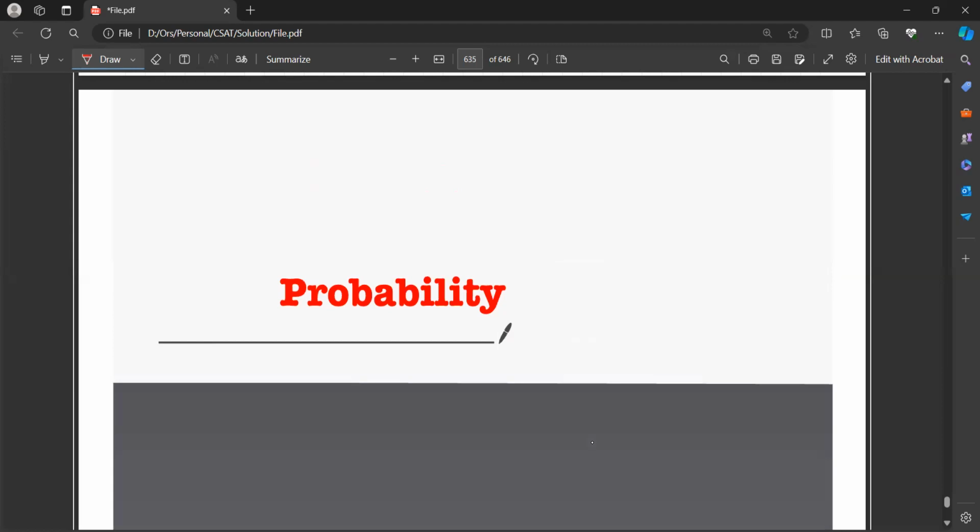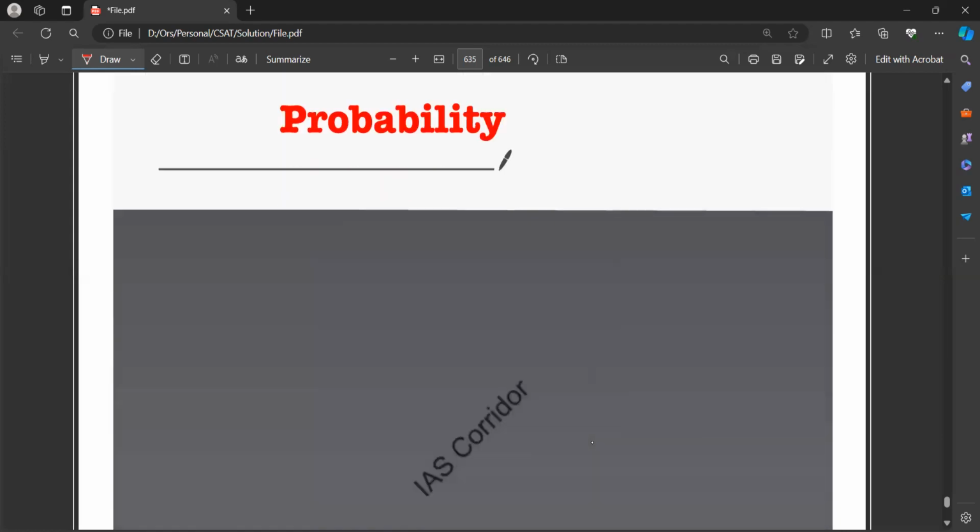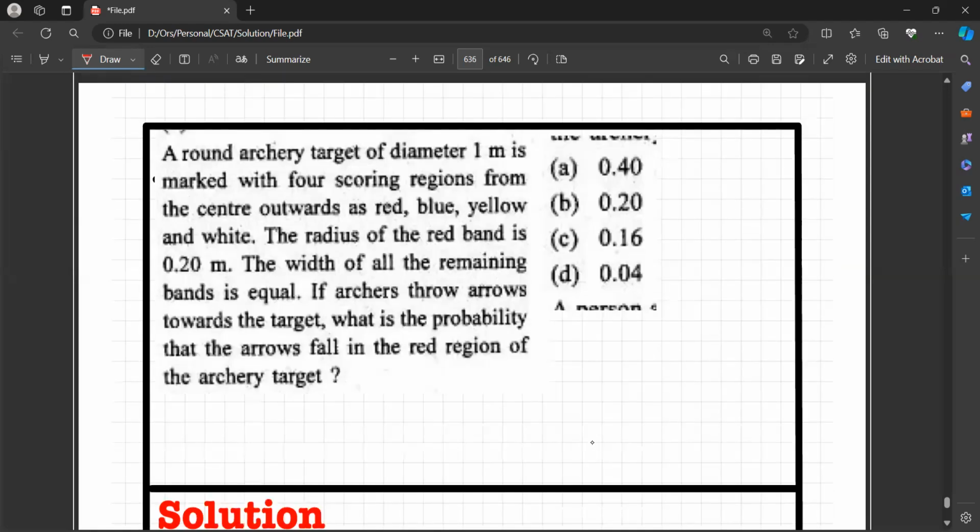So we have completed trigonometry questions. We will begin with the next topic, that is probability. We have question number 1.